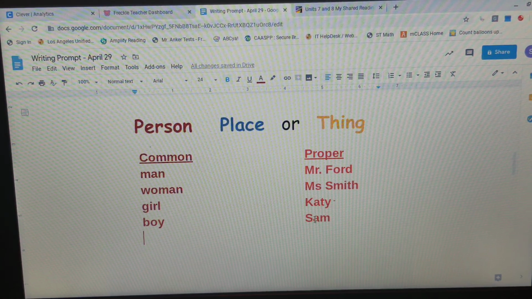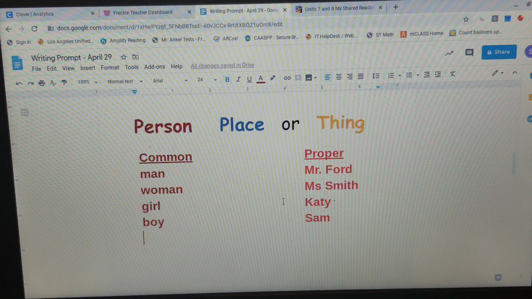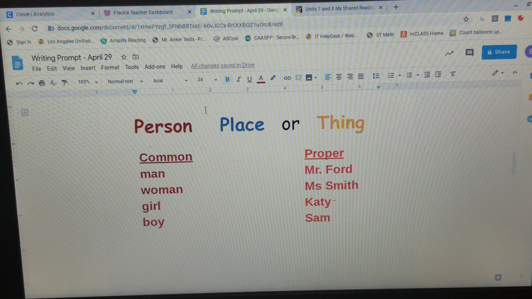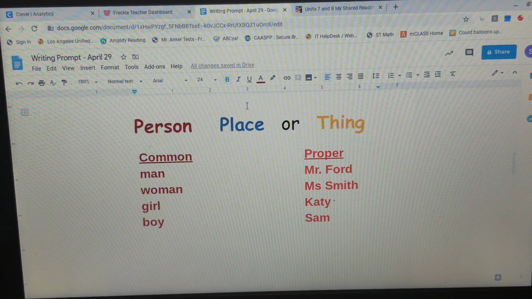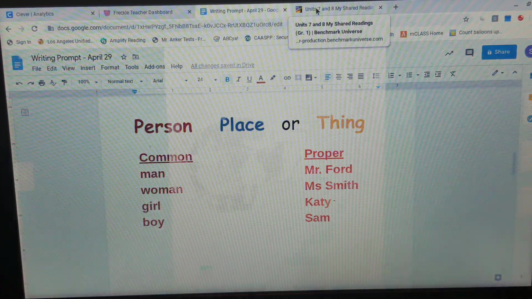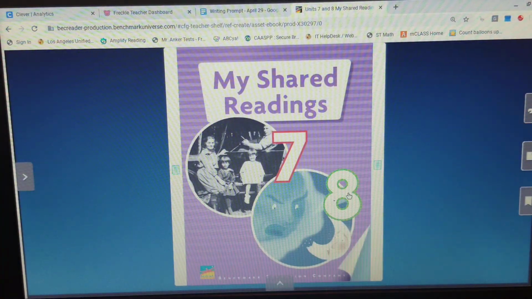Okay, let's take a look at our story. And in our story today, I want you to think about the common nouns and the proper nouns. And we'll stick with the person group. But if we see other nouns for places or things, we'll identify those as well. Okay, let's go to our book, My Shared Reading.